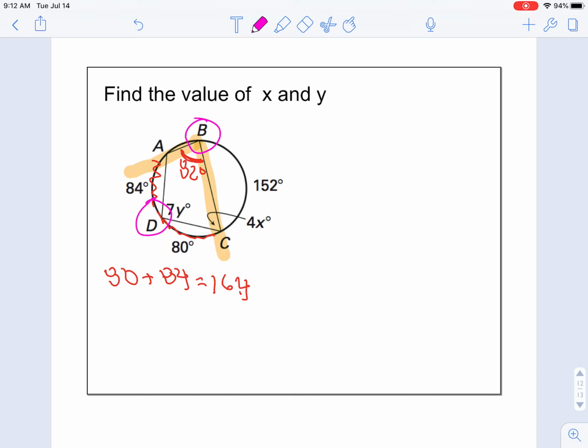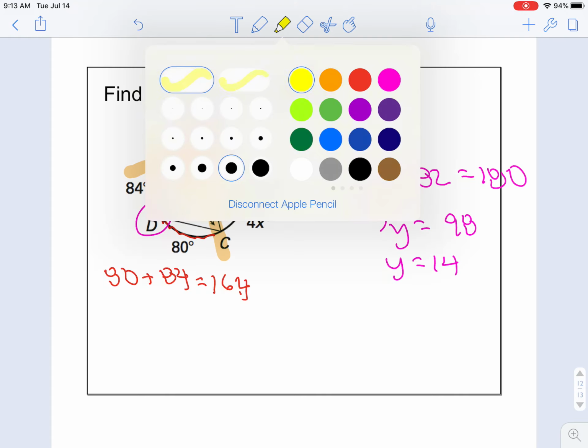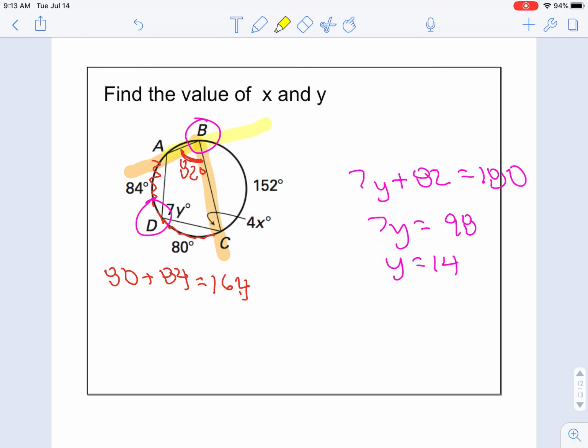So now I can set up the equation, since these angles right here, angle D and angle B, are opposite angles, and in an inscribed quadrilateral they have to be supplementary. So 7y plus 82 would have to equal 180. So when I subtract 82, I get 98, and then I divide by 7, and that gives me 14. Okay, now I'm going to do the same thing. I can do the same thing for finding angle A.